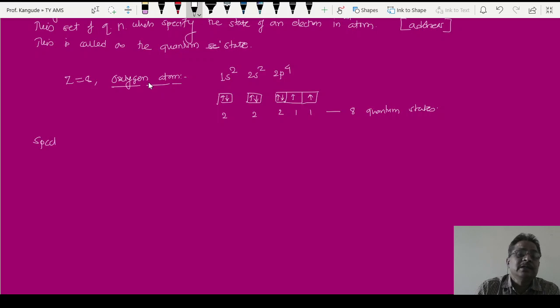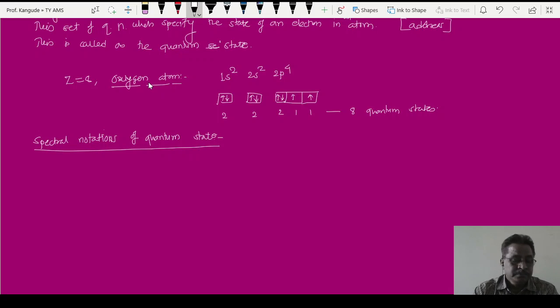Give a next title, spectral notations of quantum state.